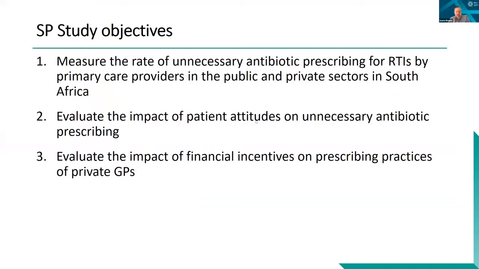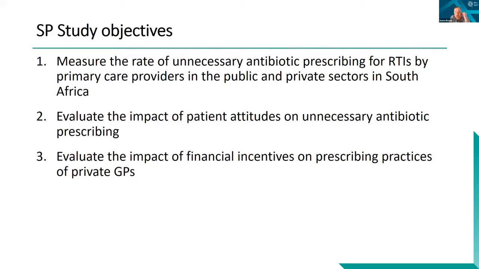The study objectives of our SP study were firstly to try and measure the rate of unnecessary antibiotic prescribing for respiratory tract infections by primary care providers in the public and private sectors. And secondly, we wanted to evaluate the impact of patient attitudes on unnecessary antibiotic prescribing. And thirdly, to look at the possible impact of financial incentives on prescribing by private GPs.